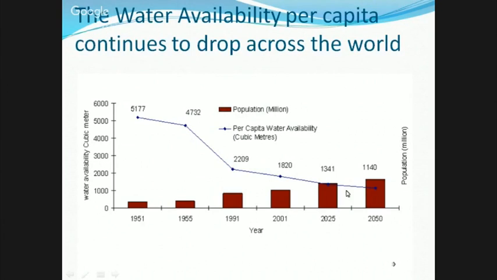You can see that this is another graph which shows water availability in cubic meters, year-wise. It was available at about 5,177 cubic meters, and now it is 1,140 in 2050. So availability is going down drastically. It is maybe about one fourth only, 25% of what was available in 1951.